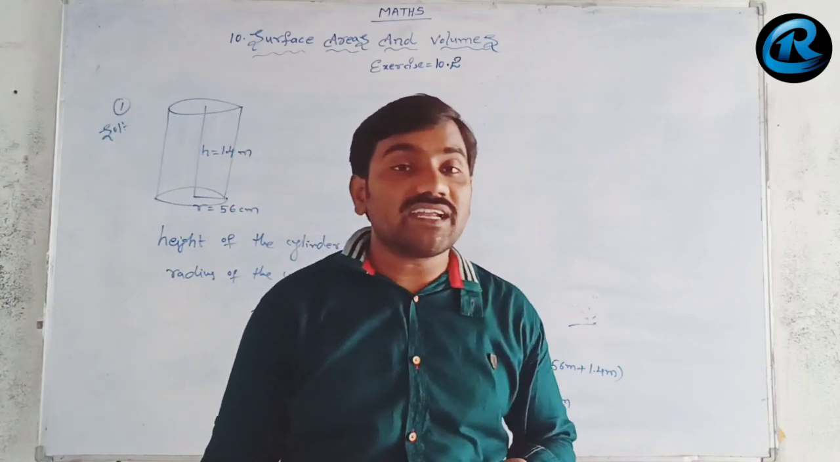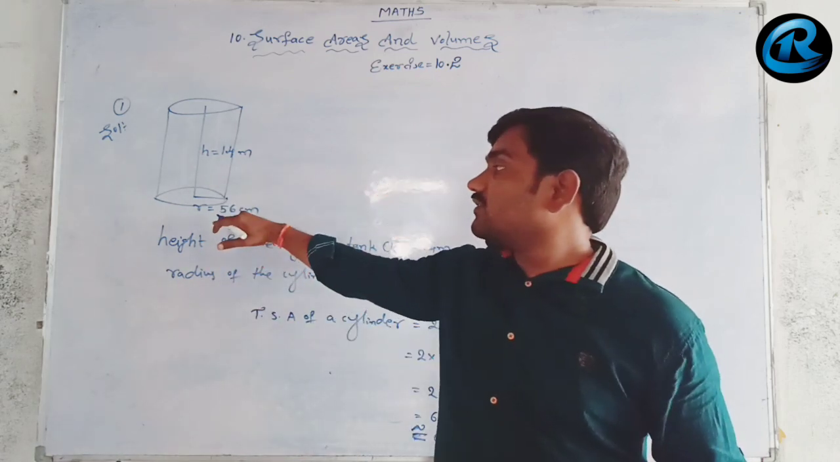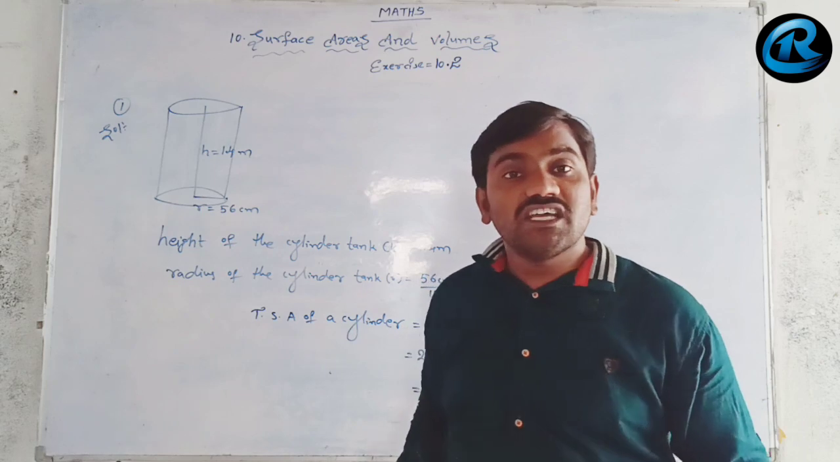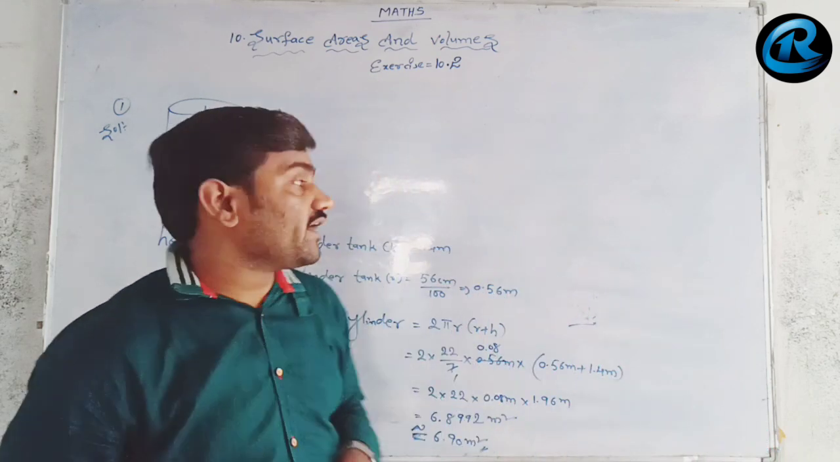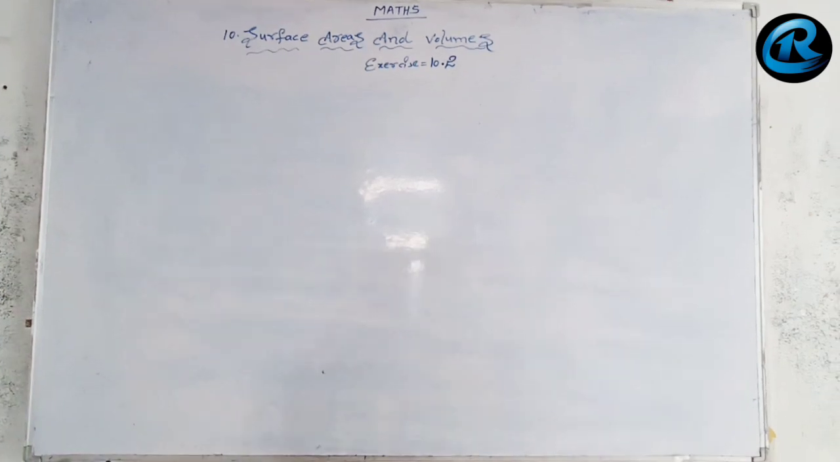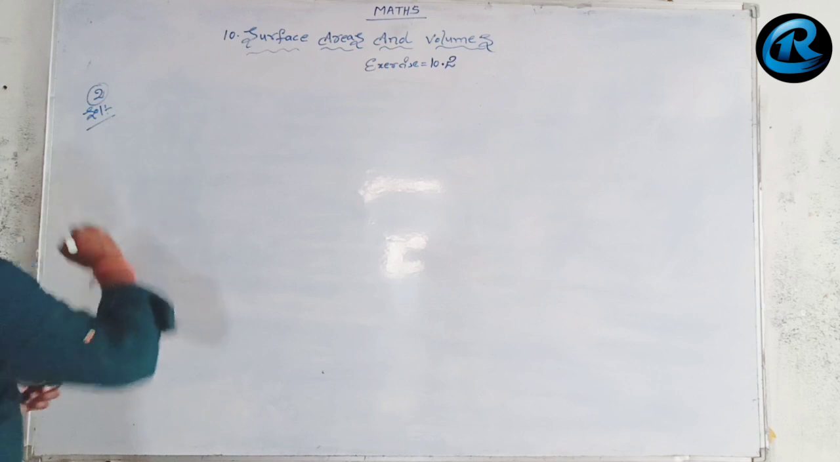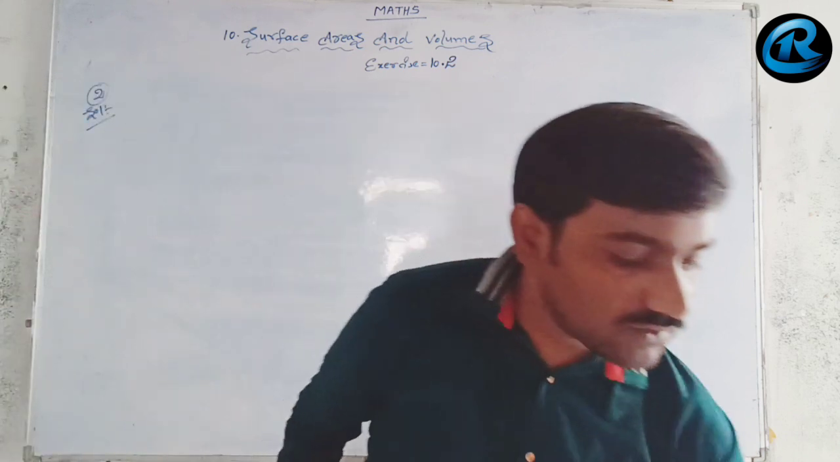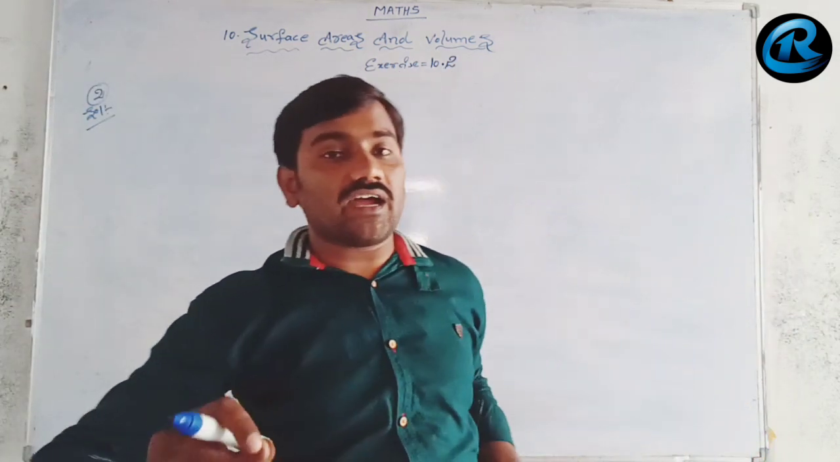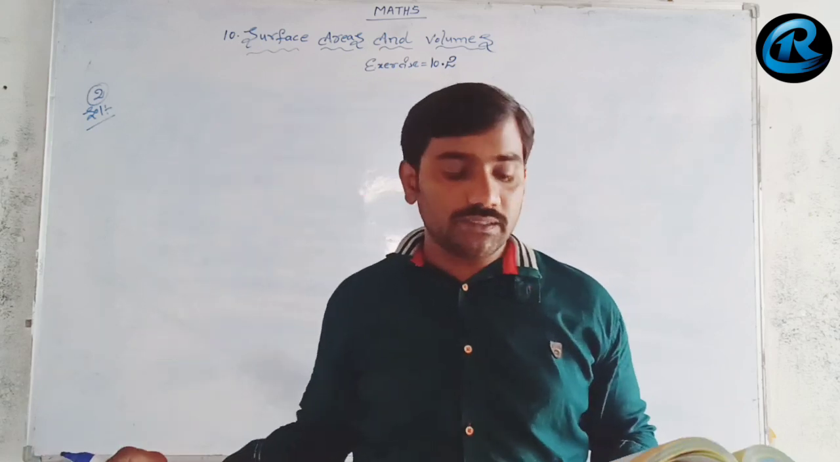So the total metal sheet required to make a cylinder of height 1.4 meters and radius 56 centimeters is 6.90 meters square. Now we go for the second solution. Every problem is based only on the cylinder. If you know the formulas for the curved surface area, total surface area and volume of the cylinder, it is enough, we can do the problems.